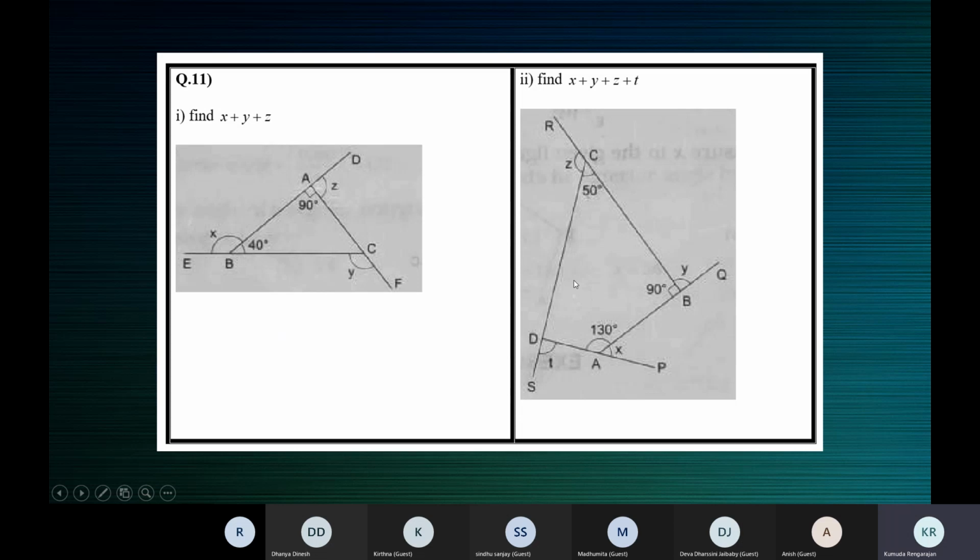The same thing with this one. What kind of polygon is this? How many sides? AB, BC, CD, DA. How many sides? 3 sides, ma'am. 4 sides, ma'am. 4 sides. AB, BC, CD, DA. Name the polygon. What do you call this polygon? Quadrilateral, ma'am.